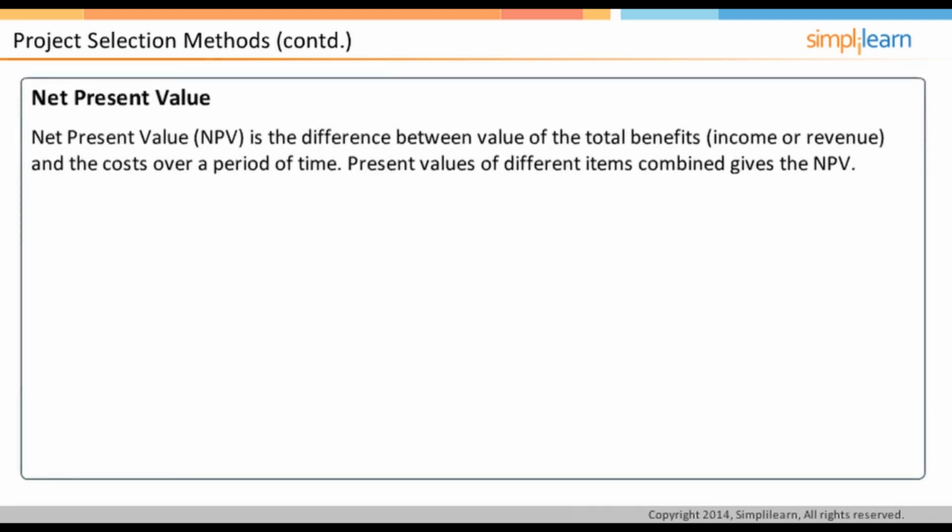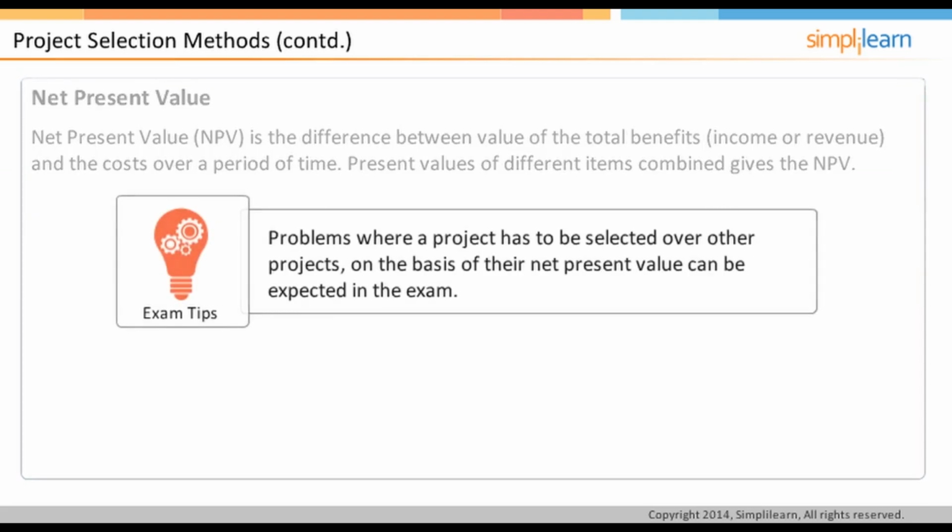Net present value, NPV, is the present value of the total benefits, income or revenue, less the costs over a time. Therefore, if multiple items are involved, add the present value of all of them to arrive at the net present value. Problems where a project has to be selected over other projects on the basis of their net present value can be expected in the exam.